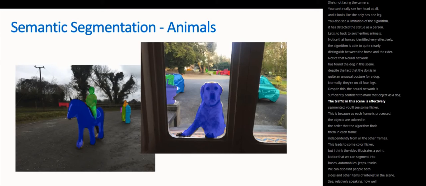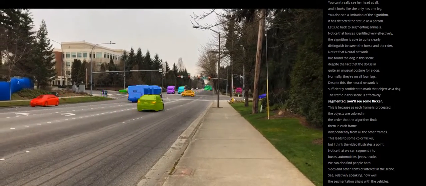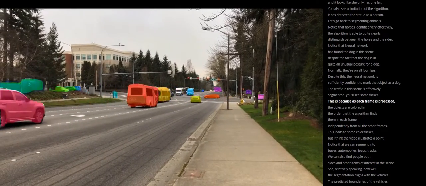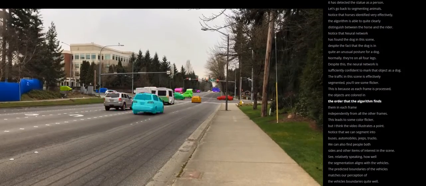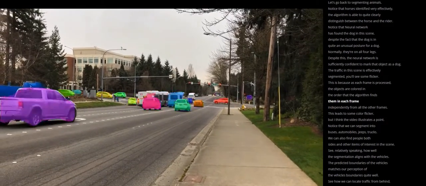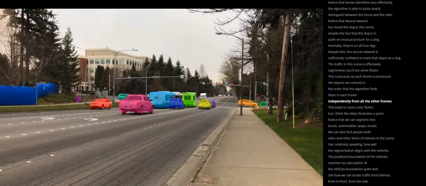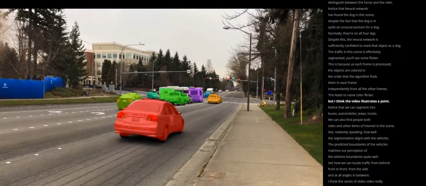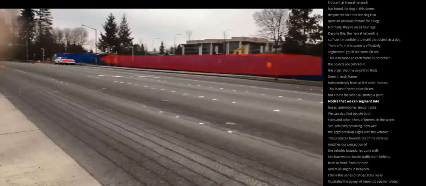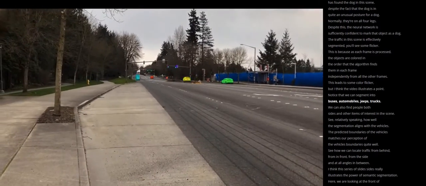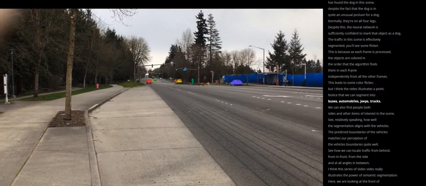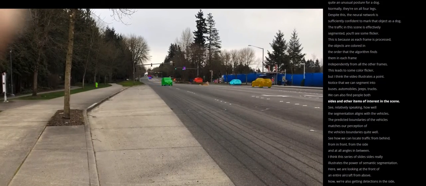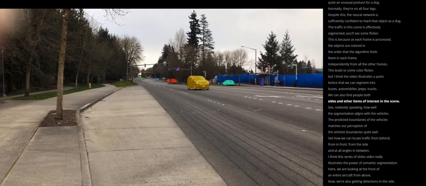The traffic in this scene is effectively segmented. You'll see some flicker. This is because as each frame is processed, the objects are colored in the order that the algorithm finds them in each frame, independently from all the other frames. This leads to some color flicker, but I think the video illustrates a point. Notice that we can segment into buses, automobiles, jeeps, trucks. We can also find people, road signs, and other items of interest in the scene.